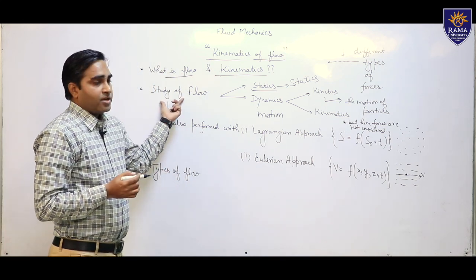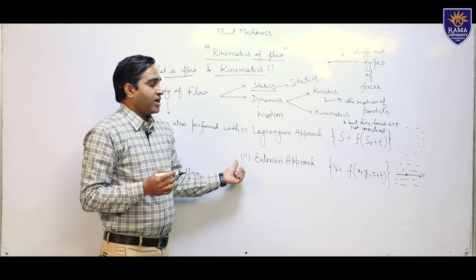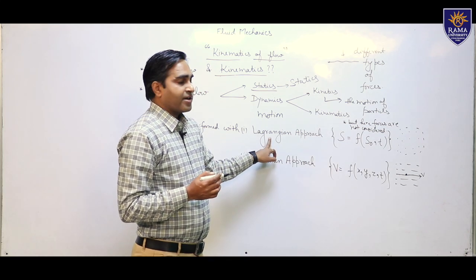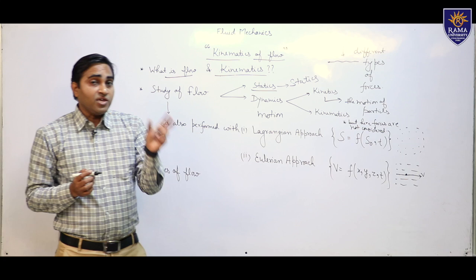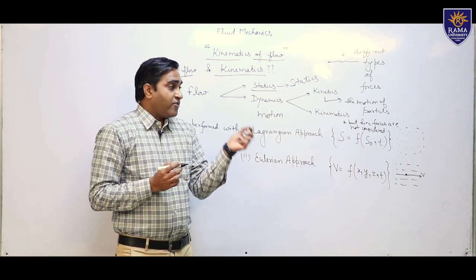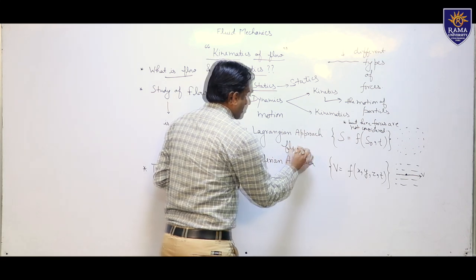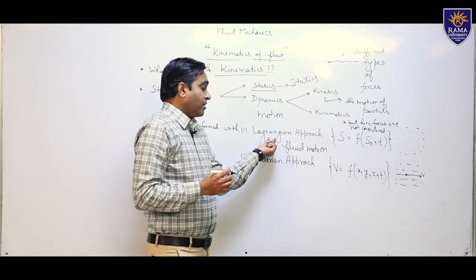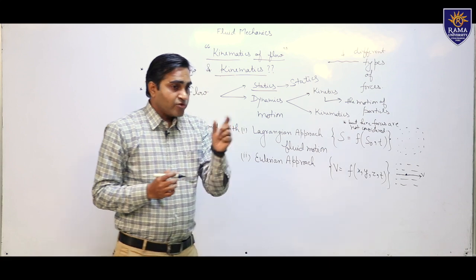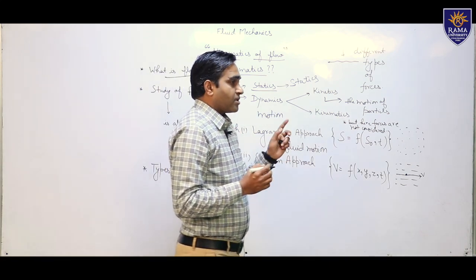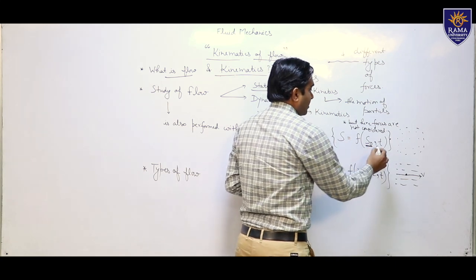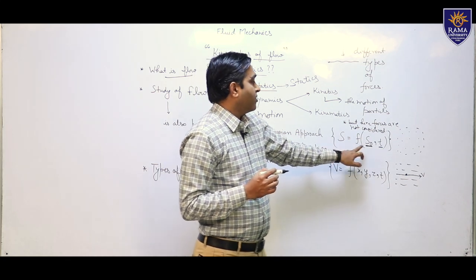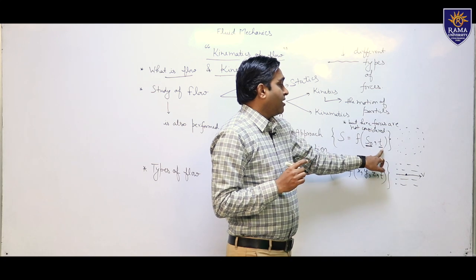Now, the study of flow goes through two famous approaches, which are called the Lagrangian approach and the Eulerian approach. In the Lagrangian approach, we trace each and every fluid particle which constitutes the fluid motion. Therefore, in the Lagrangian approach, the position of a fluid particle becomes a function of its own identity and time. Mathematically we can write S is a function of S naught, that is its particular identity, and time.